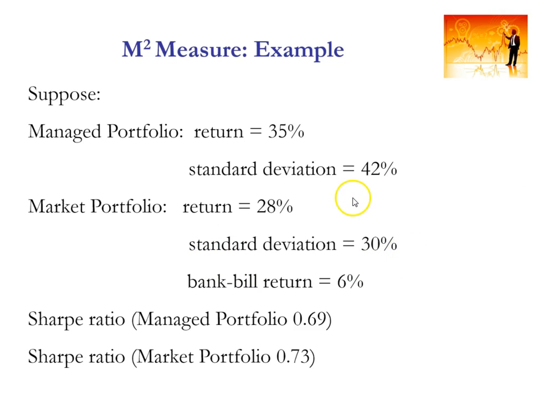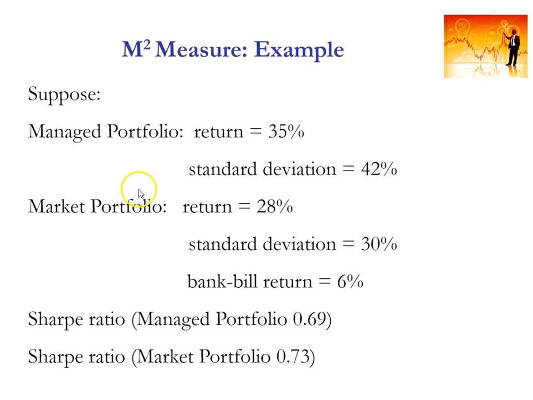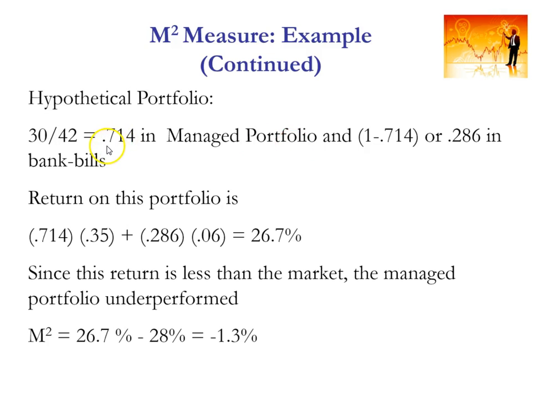So as discussed earlier, the way we do that is that we weight our hypothetical portfolio so that the weighting in our managed portfolio is the ratio of the standard deviation of the market over the standard deviation of our risky portfolio. So 30 over 42, coming back here, standard deviation of the market divided by standard deviation of the managed portfolio. So we put 71.4% in that managed portfolio, and we put the balance, 1 minus 71.4%, or 28.6%, in the risk-free rate in bank bills.